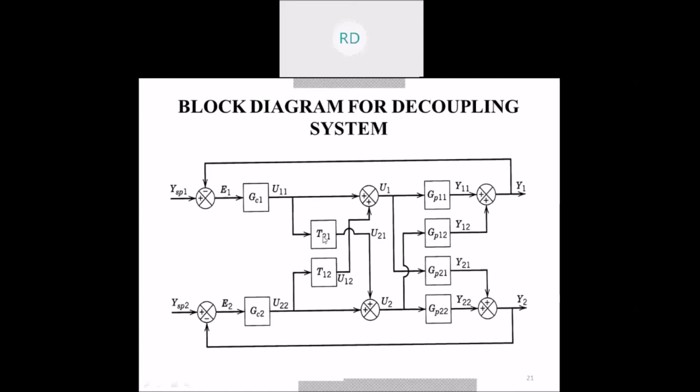So 2 is your output, and 1 is nothing but your input. The input terminal is given to the decoupler, and then 2 is given to the output. Similarly for T12, 1 is nothing but your output, and 2 is nothing but input. So from the input terminal I'm giving this decoupler transfer function to this block diagram.